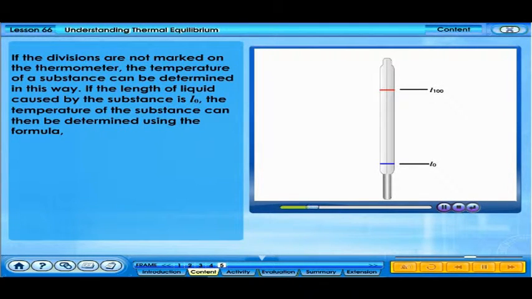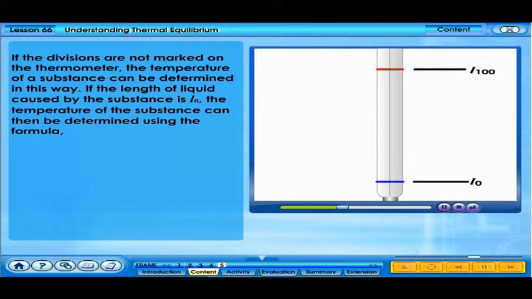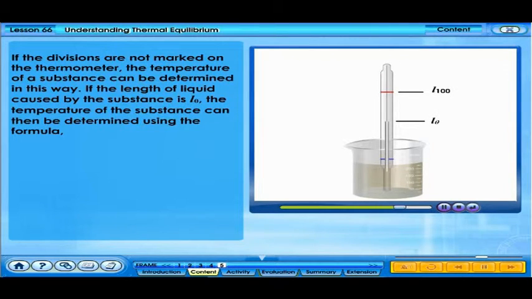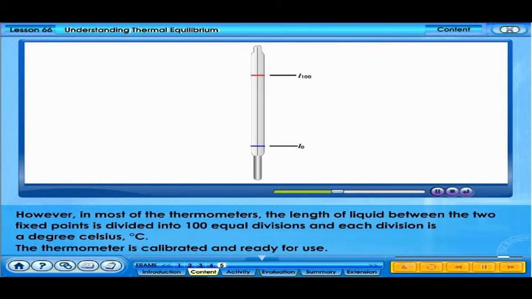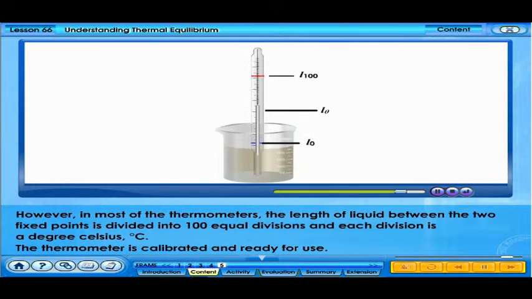If the divisions are not marked on the thermometer, the temperature of a substance can be determined in this way. If the length of the liquid caused by the substance is L theta, the temperature of the substance can then be determined using the formula. However, in most of the thermometers, the length of liquid between the 2 fixed points is divided into 100 equal divisions, and each division is a degree Celsius. The thermometer is calibrated and ready.